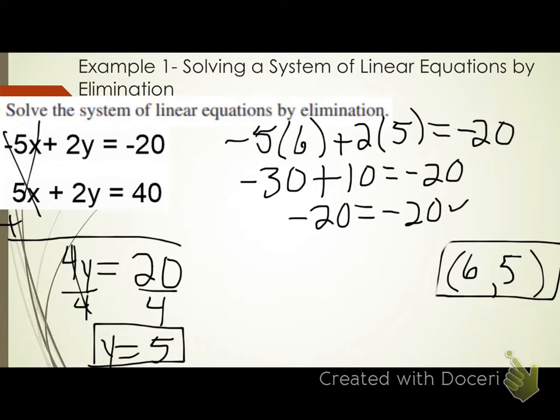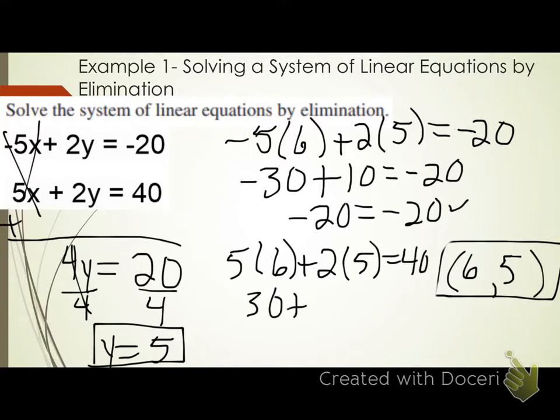But now, I've got to check my second equation as well. Once again, plug in your ordered pair. What's the x value? 6 plus 2 times y. We said y was 5. Equals 40. 5 times 6? 30. 2 times 5? 10. 30 plus 10. Does 40 equal 40? Yep.